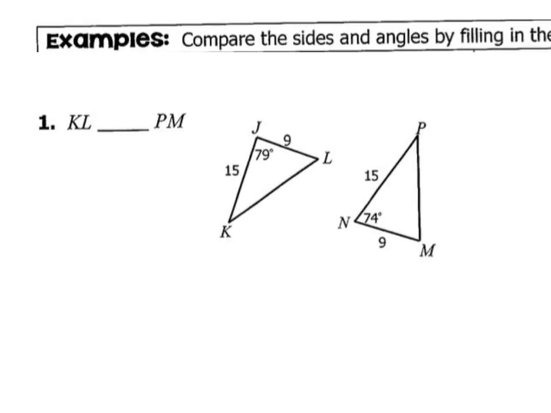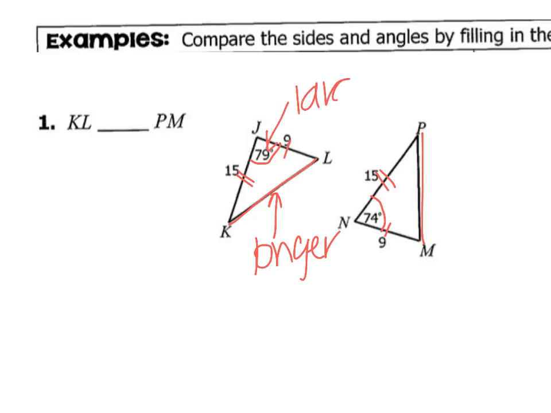Now what we want to do is compare the sides. So we know that NM is congruent to JL and PM is congruent to KJ. So we know that two sides are congruent. Then what we want to do is look at the included angles. So angle J is 79 and angle N is 74. Therefore, J is greater than N, so we know that KL has to be the longer side. So this one has to be longer than PM, because it's the larger angle. So KL is going to be greater than PM, and we know this because of the hinge theorem.